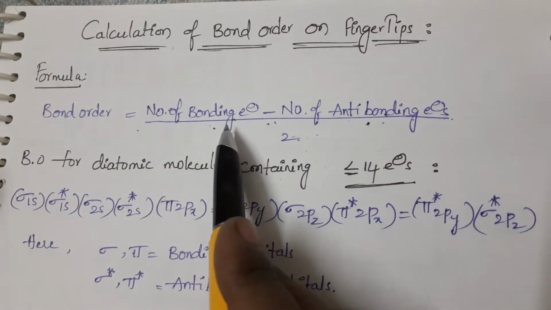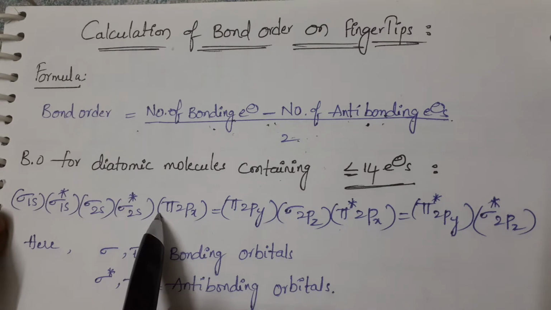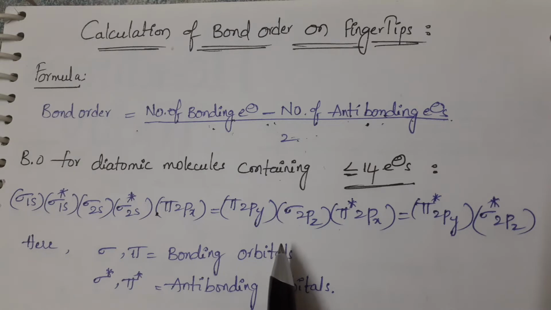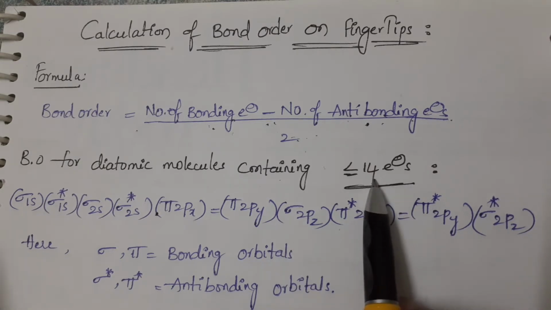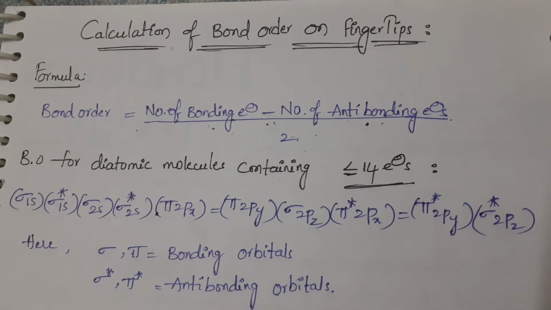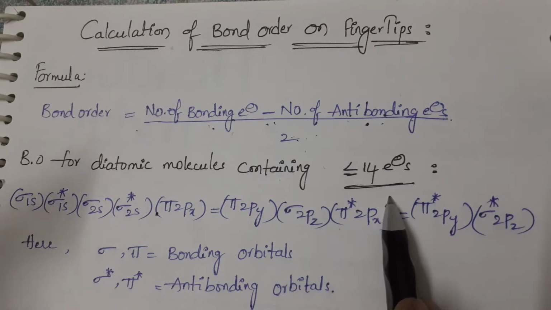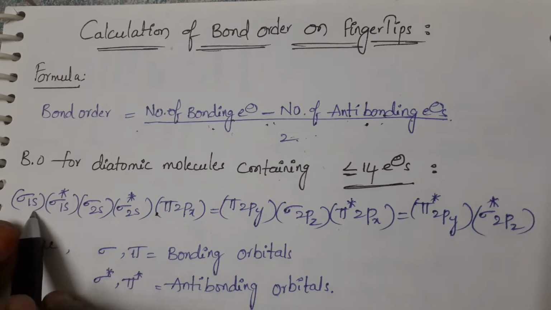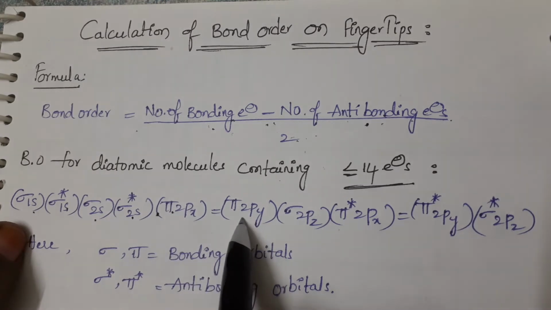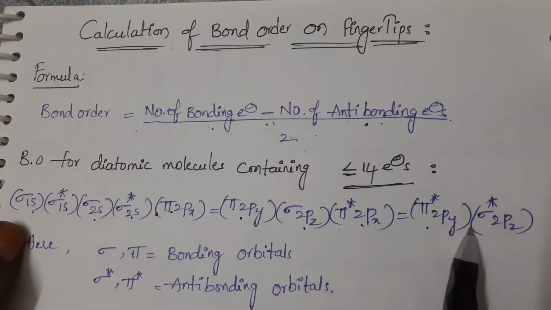But from where do we get the bonding electrons and anti-bonding electrons? By using this formula, we can get bonding and anti-bonding electrons. Here we have two categories: diatomic molecules containing less than 14 electrons and diatomic molecules containing greater than 14 electrons. First, diatomic molecules containing less than 14 electrons. The order is sigma 1s, sigma star 1s, sigma 2s, sigma star 2s, pi 2px equal to pi 2py, sigma 2pz, pi star 2px equal to pi star 2py, sigma star 2pz.